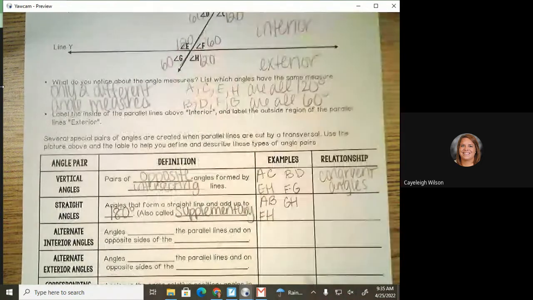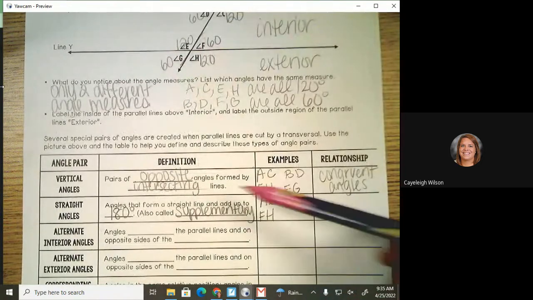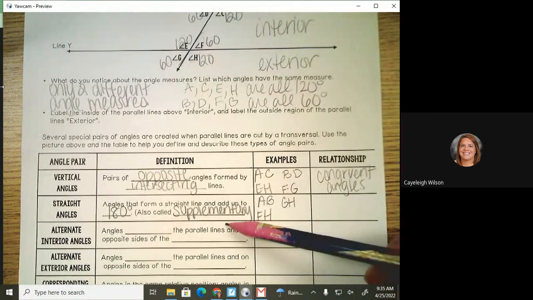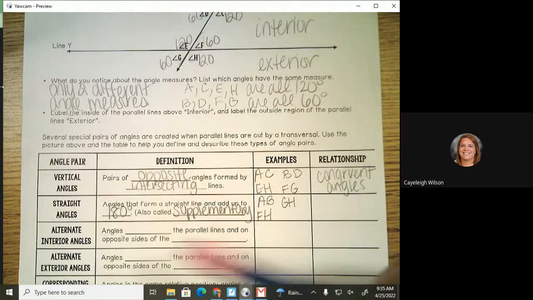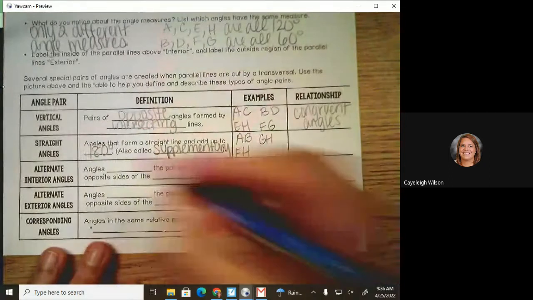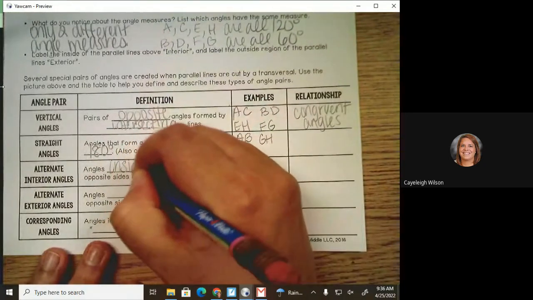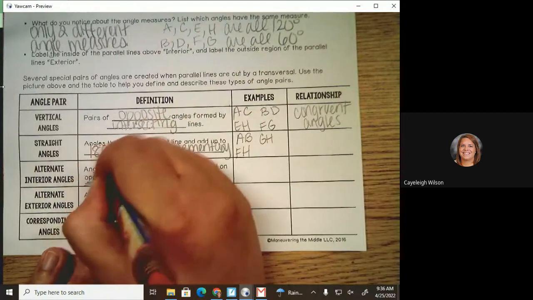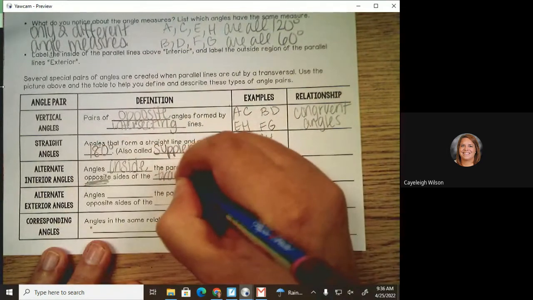lines, straight angles. All right, here's where we're going to get into some of these new words. Because these two skills are actually taught in 7th grade math, vertical angles and straight angles. They're called supplementary angles. But these are what's new for us, these next three. Alternate interior angles. Okay. So alternate interior angles are angles that are inside the parallel lines and on opposite sides of the transversal.